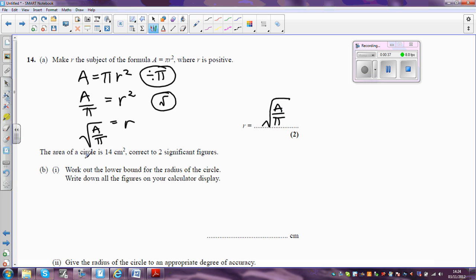What we're now given is the area of a circle as 14 square centimetres, and we're asked to work out the lower bound for the radius. So we're going to use this formula. First of all, though, we need to find the upper and lower bounds for the area.